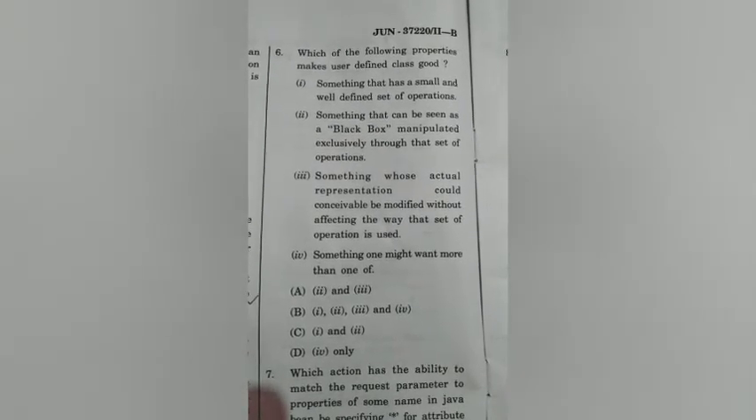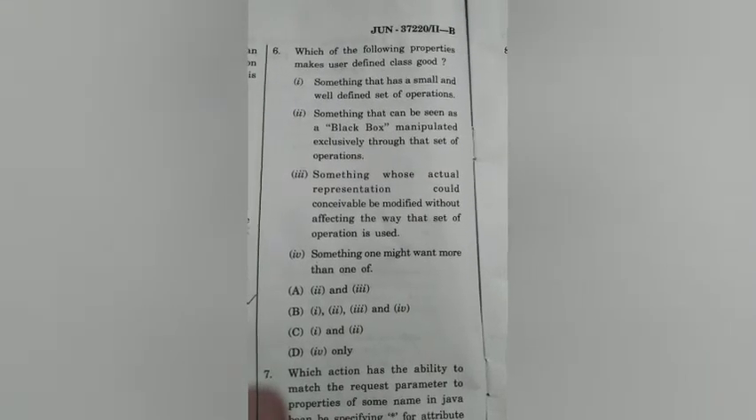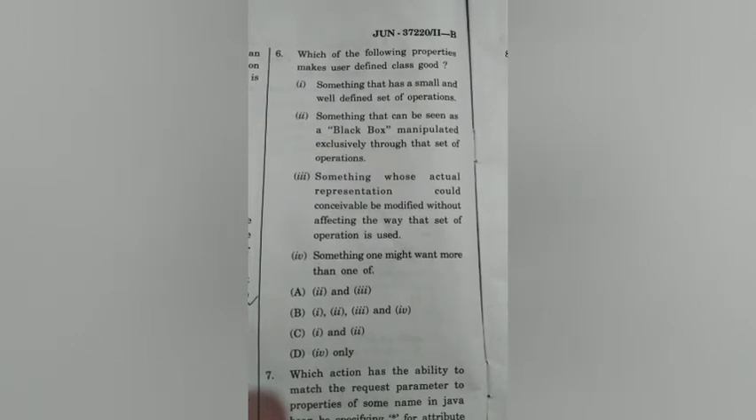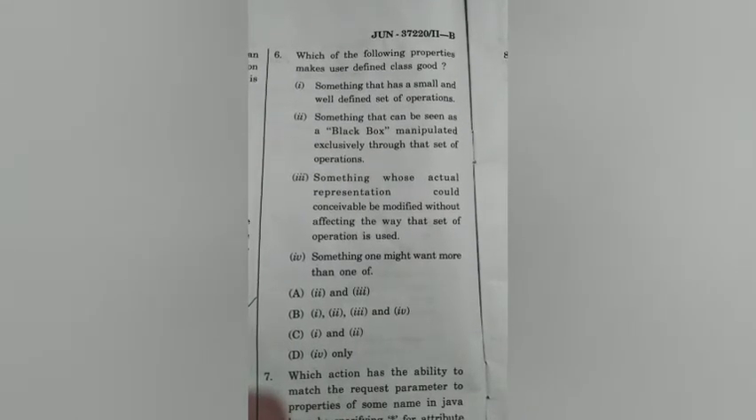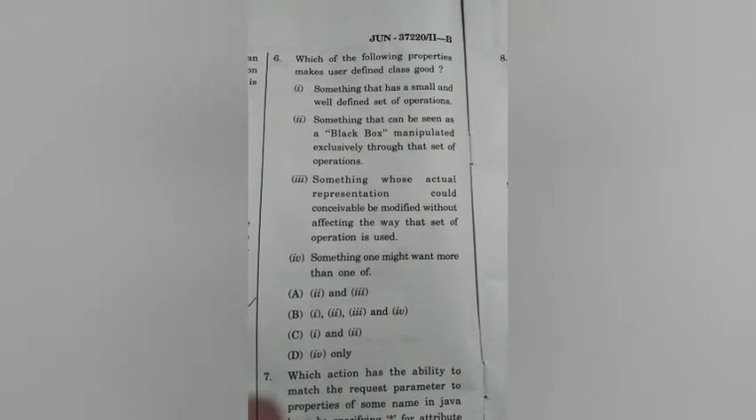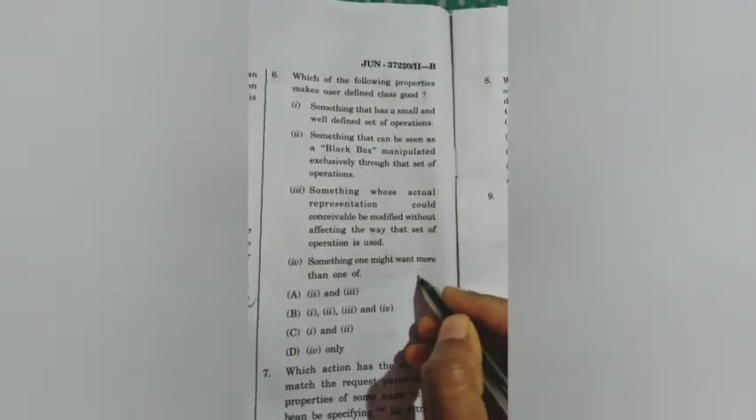Question number 6. Which of the following properties make user-defined class good? That has small and well-defined set of operations. Something that can be seen as black box, manipulated exclusively through that set of operations. Something whose actual representation could conceivably be modified without affecting the way that set of operation is used. Something one might want more than one of. This is really a vague statement. So we will not consider this 4.